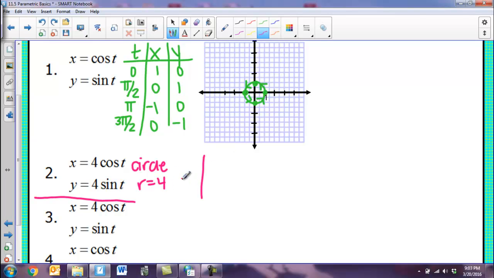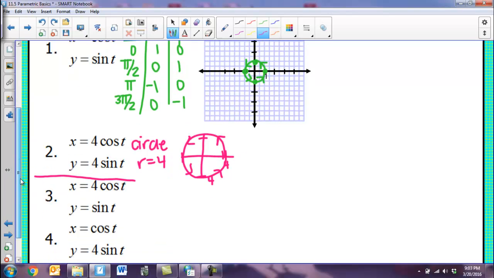So I could graph this, and I'm not going to use a grid because I'm apparently bad at that. And again, I go out 4 in all the directions. It's centered at the origin. And then I go ahead, make my circle. And since I know it's going to plot the same way, since cosine was first, I just put my little arrows in to show that it's going that direction.